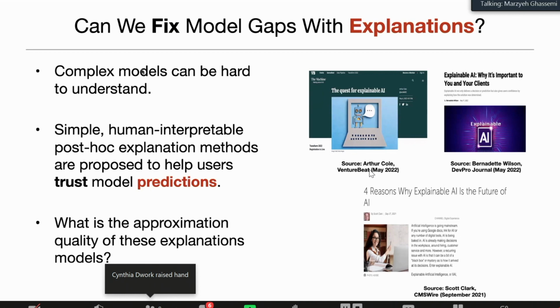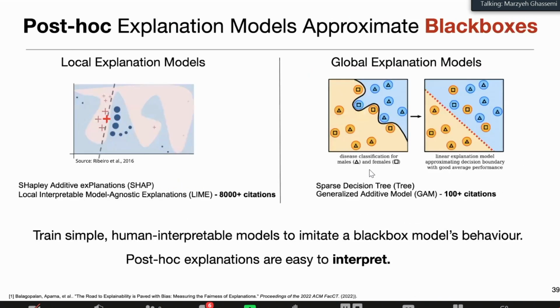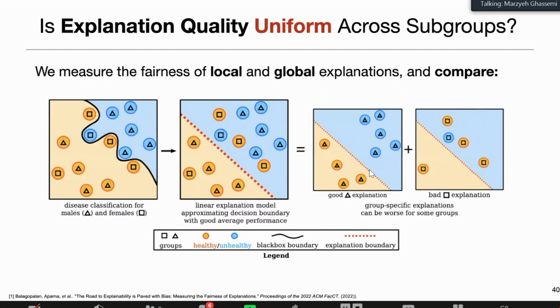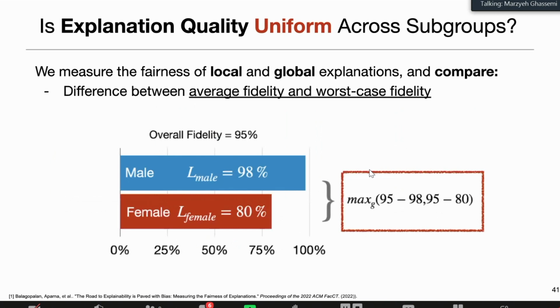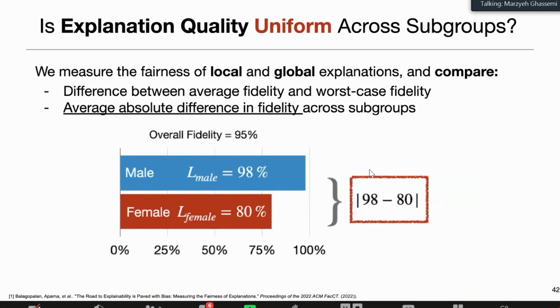Okay, good. So the last couple of things I want to talk about are, can we fix things easily? So can we fix models with explanations? And this is a widely proposed way of addressing issues. So we looked at 2 very popular kinds of model explanations. So these would be local and global ones like LIME, SHAP, or sparse decision trees, generalized additive models. And we wanted to measure the fairness of models once they had been explained. And so we looked both at average and worst case fidelity differences and the average absolute difference in fidelity.